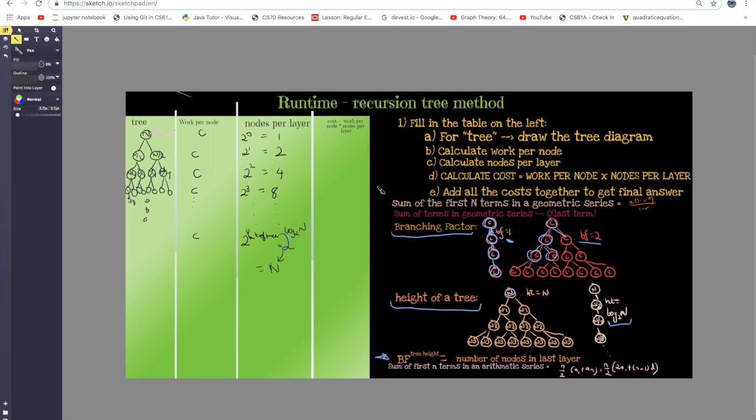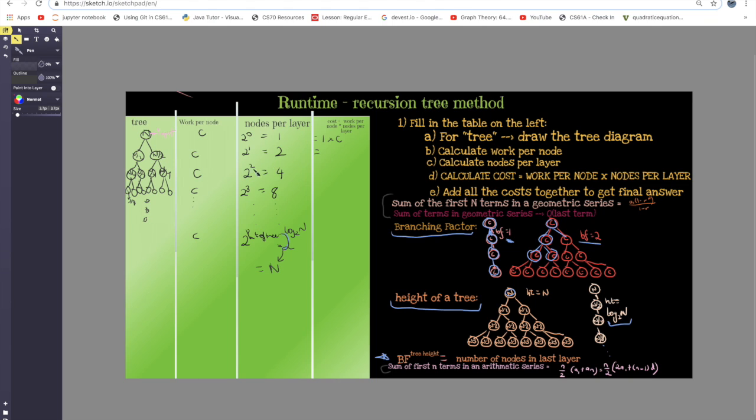I've also noted down a few other important formulas which you're going to be using now to calculate the cost for each layer. Now, the cost is just the work per node multiplied by the number of nodes per layer. And in our 0th layer, the cost is just going to be the nodes per layer, which is 1, multiplied by the work per node, which is c.